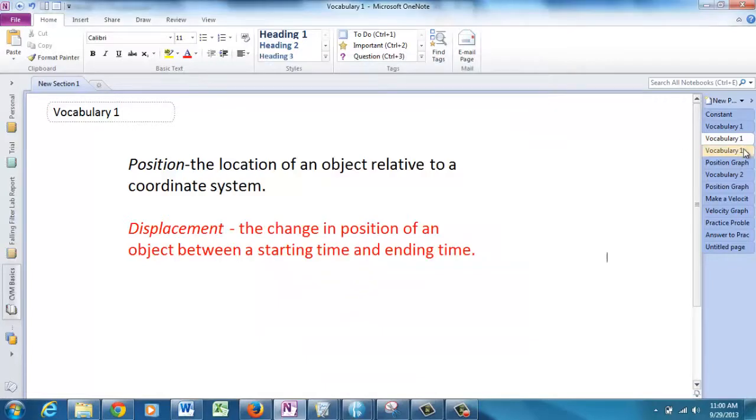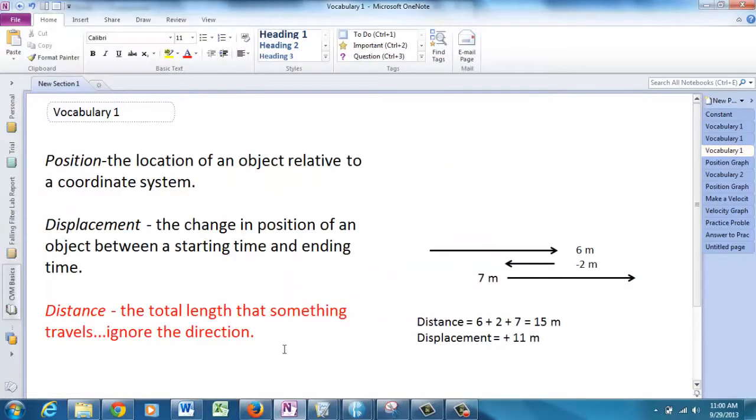And the final vocabulary I want to look at is distance. Distance is the total length that something travels, not just ignoring the direction. For instance, with these arrows over here, let's suppose we have an object that first moves 6 meters to the right, then turns around and moves 2 meters to the left, and then turns around again and moves 7 meters back to the right. The distance that object has covered is just adding up each of those numbers, ignoring the sign. So 6 plus 2 plus 7, which equals 15 meters.